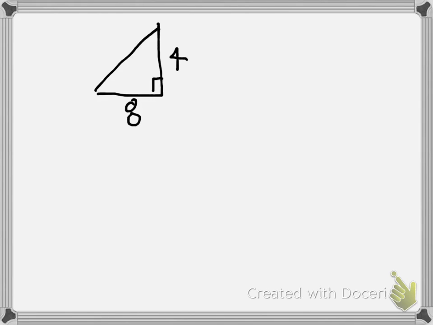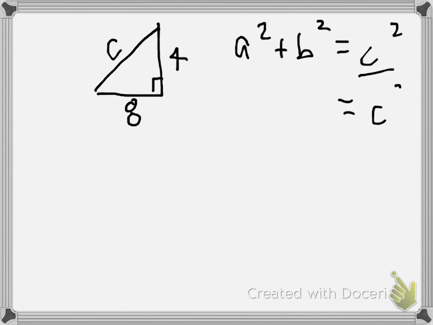Okay, so let's calculate the length of the hypotenuse in this triangle. We're given the lengths of the two sides are 8 and 4. If we want to find the length of the third side, we're just going to plug into our Pythagorean theorem, which is this. The 8 and the 4 that we're given are our a and our b. Our c is our hypotenuse. That's the longest side, and that's the one we don't know.